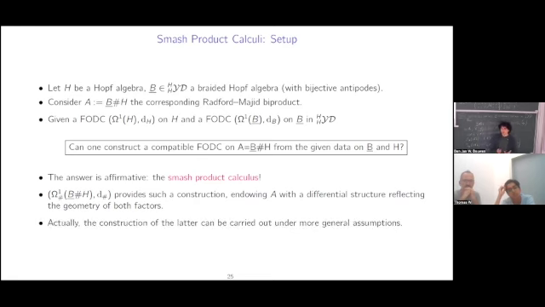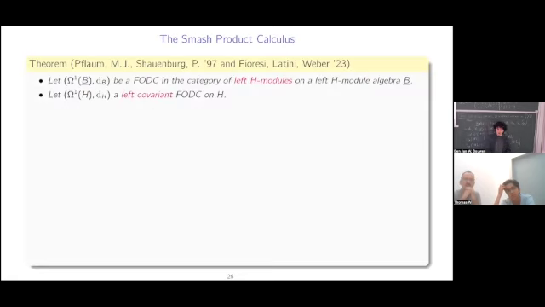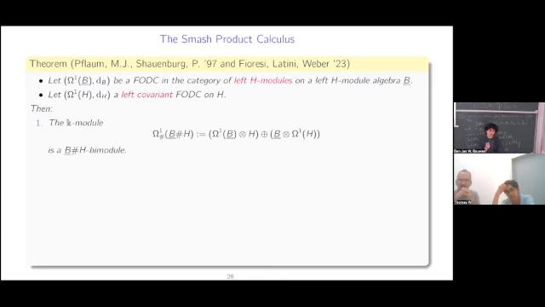And in particular, this can also be presented in a slightly more general setting. Here I'm starting with a braided Hopf algebra and Yetter-Drinfeld modules, but we have this theorem that tells us that it is enough to consider a first-order differential calculus in the category of left H modules on a left H module algebra B, and also a left covariant first-order differential calculus on H. And then we automatically get that this module is actually a B smash H bimodule.